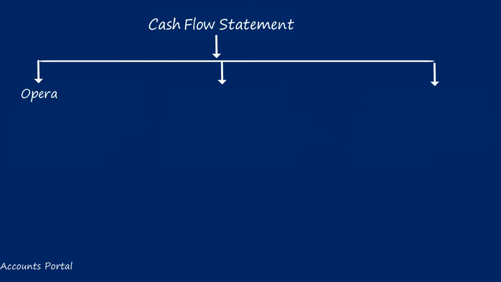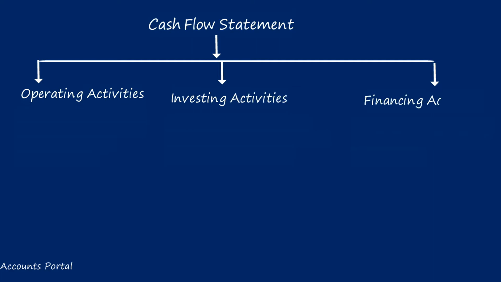For the purpose of cash flow statement, all the cash activities are divided into 3 types. One is cash flow from operating activities. Second, cash flow from investing activities. Third, cash flow from financing activities. Now, let us understand what is investing activities and what is financing activities. After that, I will come back to operating activities.